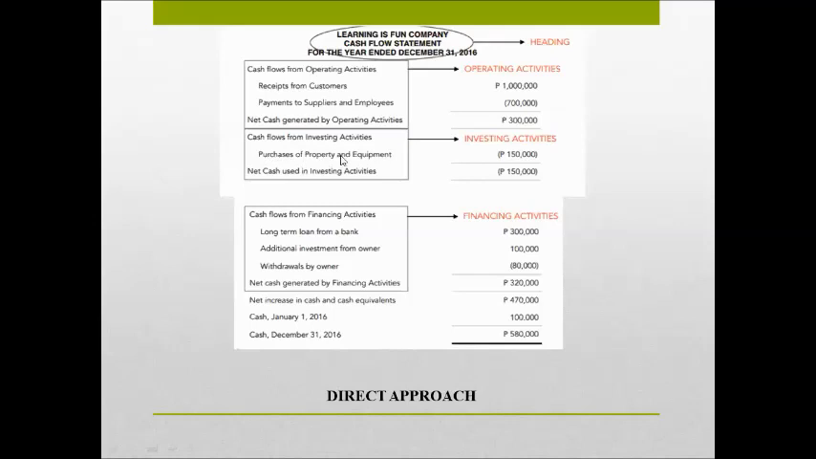Pero kapag ang example is sale of property, plant, and equipment, so nagbenta tayo. So under investing yon, so additional na siya dito. Okay? So be careful of this one. So kapag purchases, bumili tayo, minus. Kapag sale, binenta natin, plus siya.